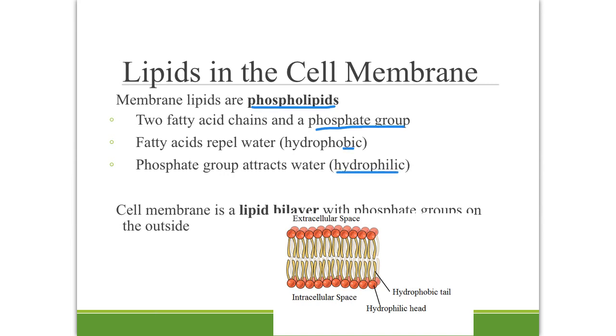And so you end up with the cell membrane being something known as a lipid bilayer. I see my picture is kind of shifted a little bit, but this is lipid bilayer is the word there, where the phosphate groups are on the outside of the 2 layers. One of the outside is facing the inside of the cell space, or the intracellular space. The other side is the outside of the cell, or the extracellular space.